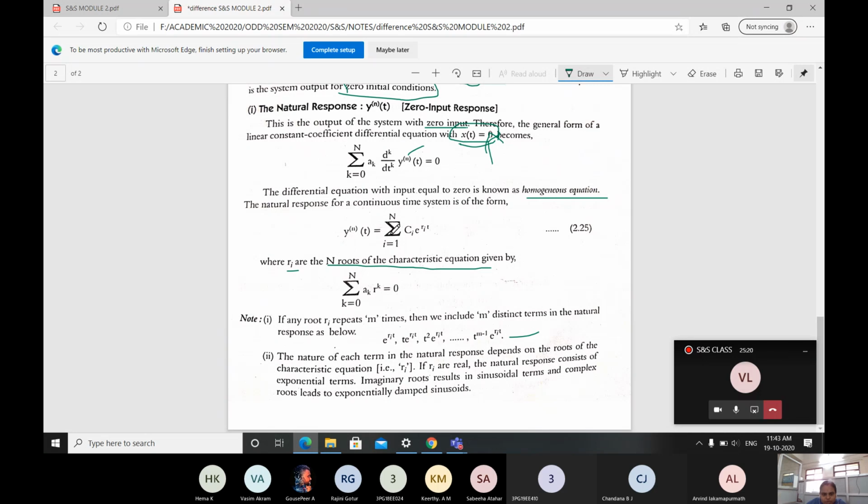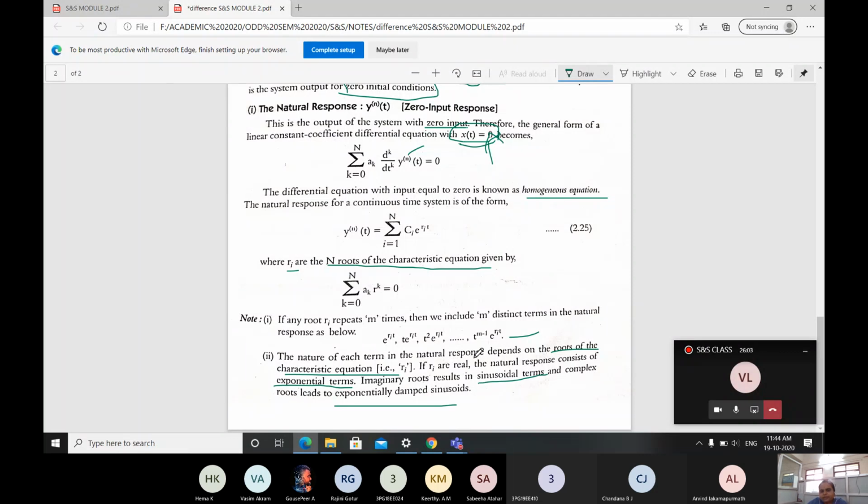In the problems you will understand. Just remember how it is going. Then the nature of each term in the natural response depends on the roots of the characteristic equation, that is taken as r_i. If r_i is real, the natural response consists of exponential terms. Imaginary roots result in sinusoidal terms, and complex roots lead to exponentially damped sinusoids.